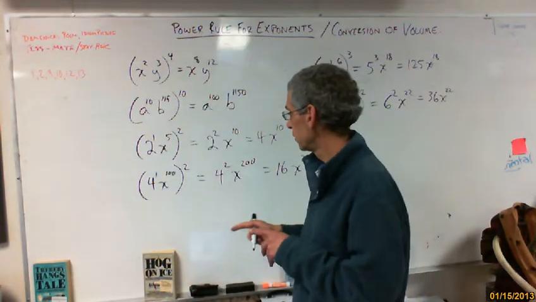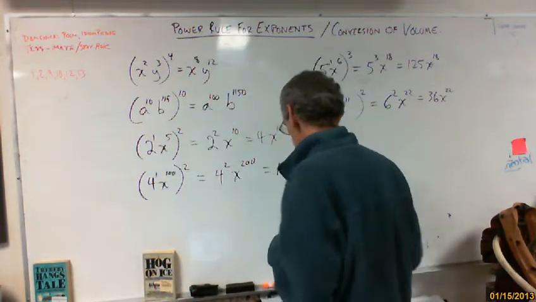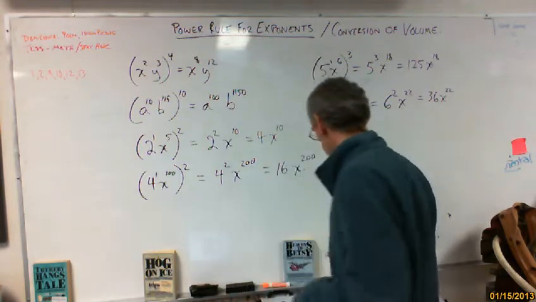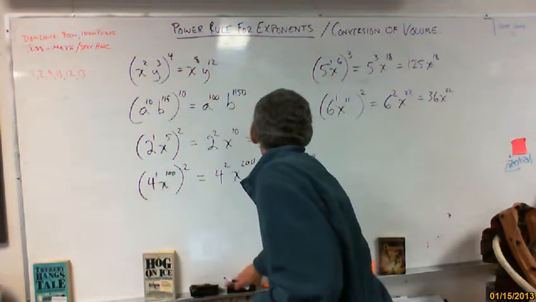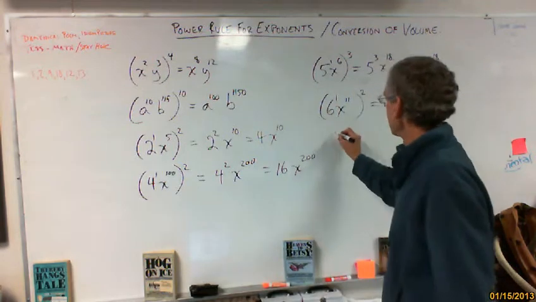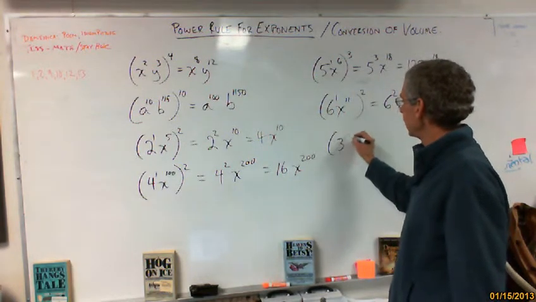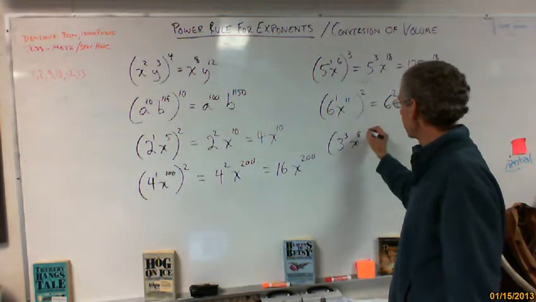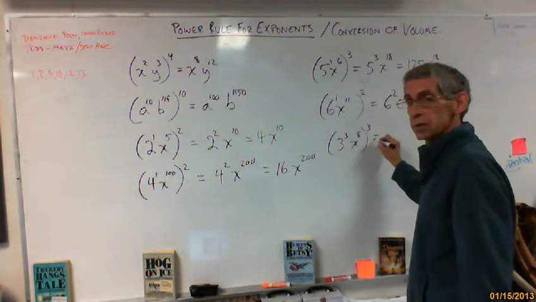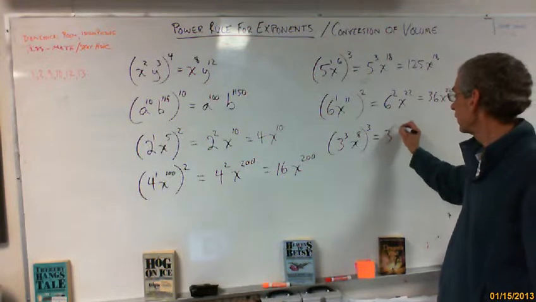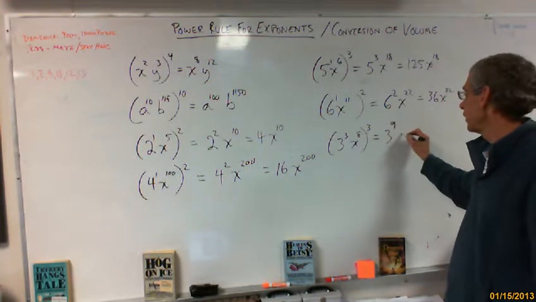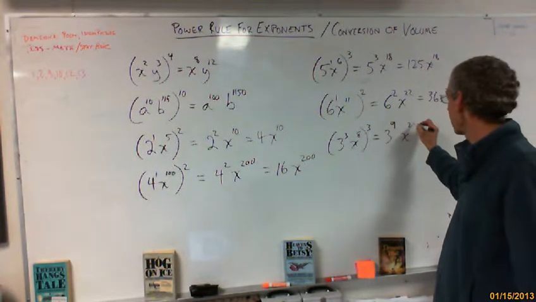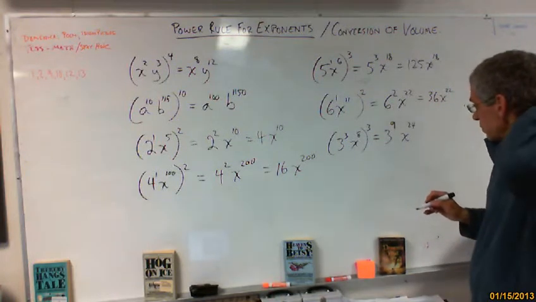Well, it does. I mean, next one. Well, yeah. Okay, sure. So yeah, that's totally possible. So you could have 3 cubed, right? x to the 8th, all cubed. So it would be 3 to the 9th, right? And then x to the 24th. So it would be 27 x to the 8.